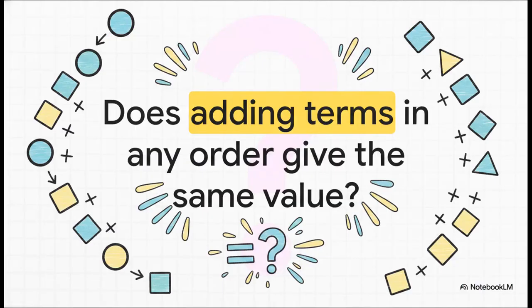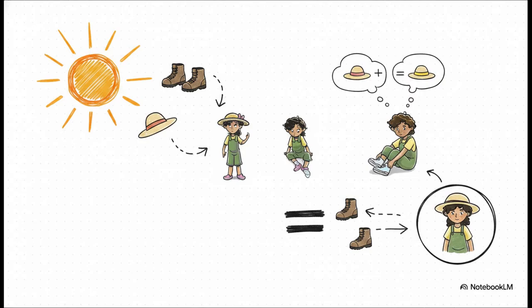I want you to take a second and really think about this. If we have an expression made purely of addition, and we just go ahead and completely jumble up the terms, does it break the math? Do we get a totally weird final value, or does it stay exactly the same? Well, everyday logic gives us the answer.